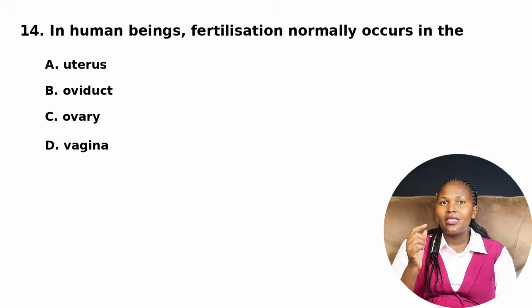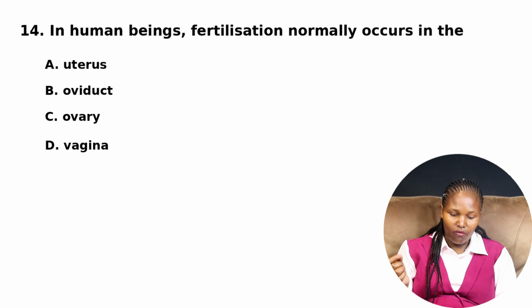And then C, the ovary produces the ova, so it is not the ovary. The purpose of the ovary is to produce the ova, that is the egg that is going to mix with the sperm. And then we have the vagina. Now that is for receiving the sperm and forming the birth canal. It has nothing to do with fertilization. Fertilization occurs in the oviduct. Then with that, we go to question number 15. We are in question number 15 now.